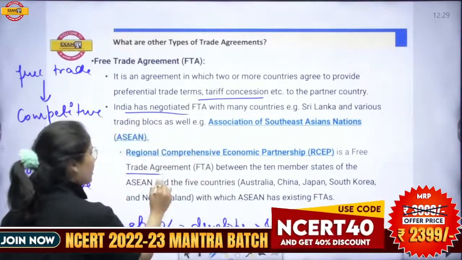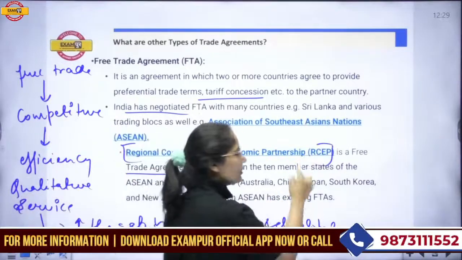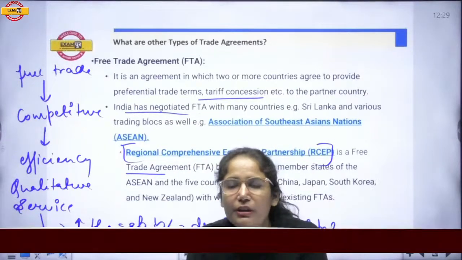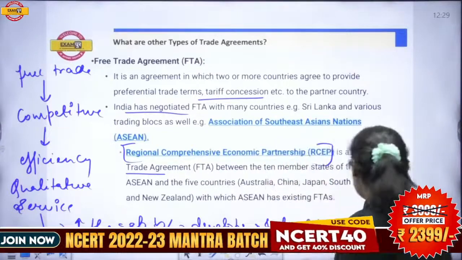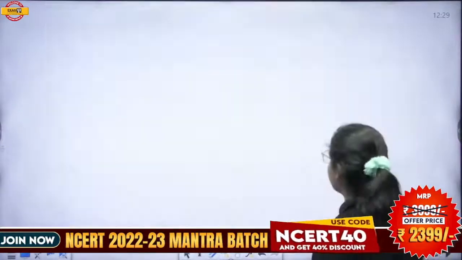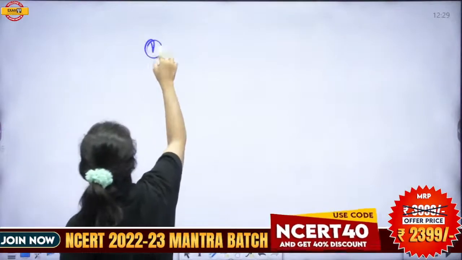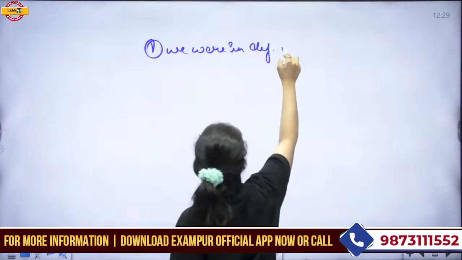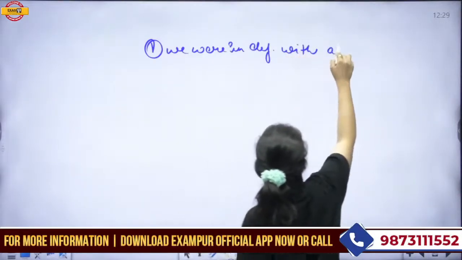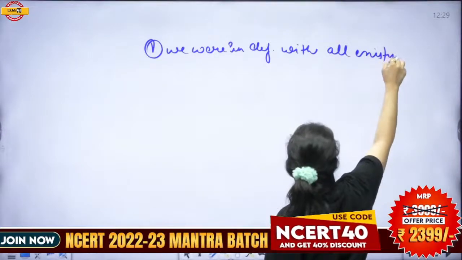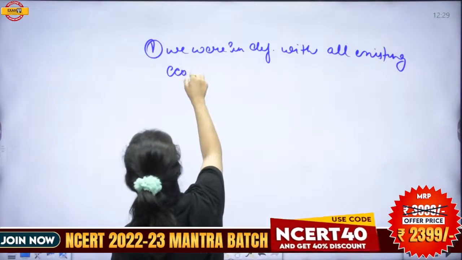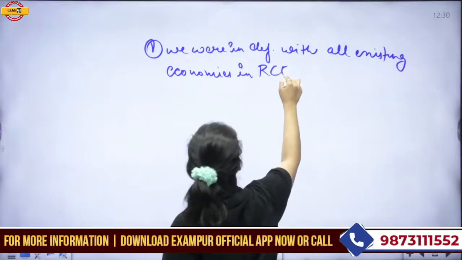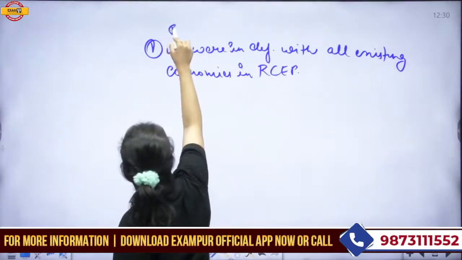When we came out of the RCEP partnership, we faced a kind of situation. We were talking about Atmanirbhar Bharat, number one. And second, we were not in a state to make any agreement with such a huge group. First of all, we were in deficit with all the existing economies in RCEP.